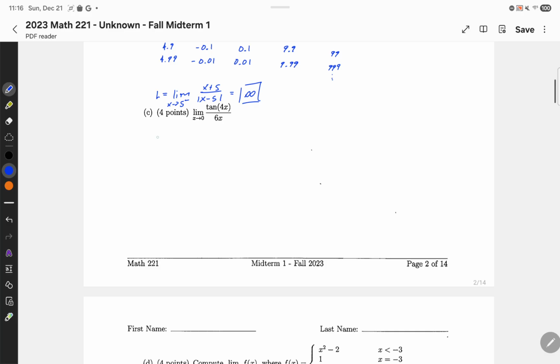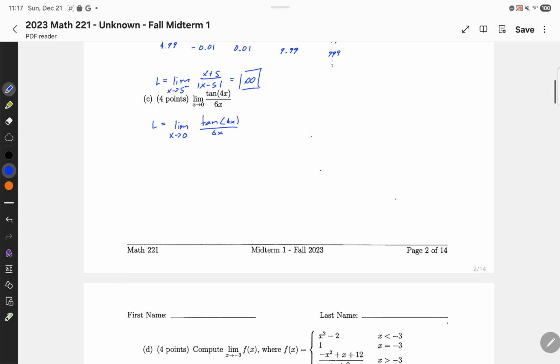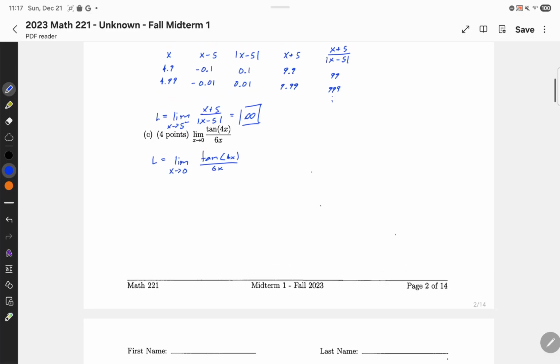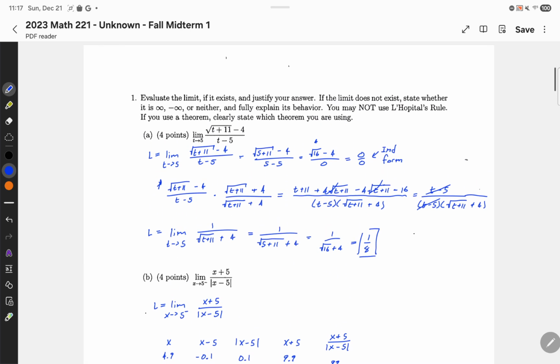Alright, moving on to the next limit. We have the limit as x approaches 0 of tangent 4x over 6x. And now the first thing you're going to want to do as always is plug in the 0. If you plug in 0 to tangent, we know that's just going to be 0. And of course on the bottom we're also going to get 0, so that's an indeterminate form. And here we would love to use L'Hopital's, but unfortunately it's not allowed, as stated up here.